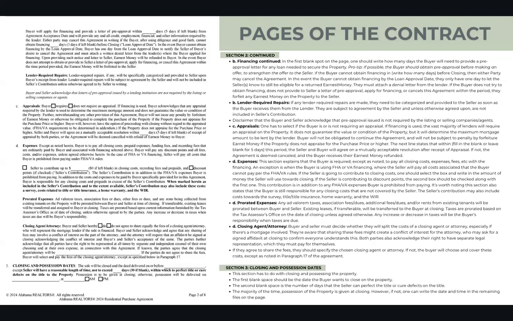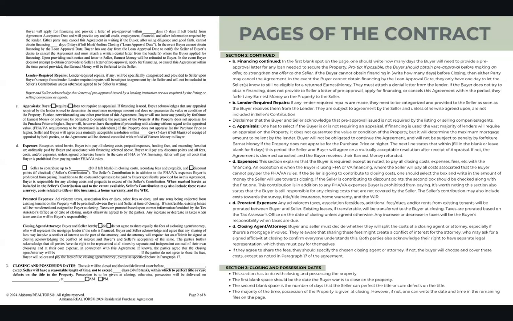Everybody also has the right to have separate legal representation, but they must pay for that themselves. If they agree to share the fees, they should specify the chosen closing agent or attorney. If not, the buyer will choose and cover these costs, except as noted in paragraph 17.